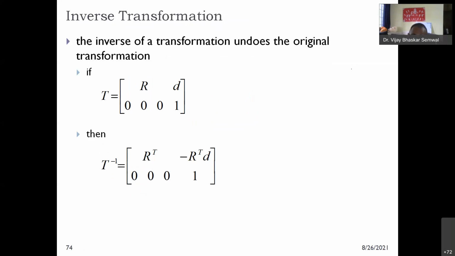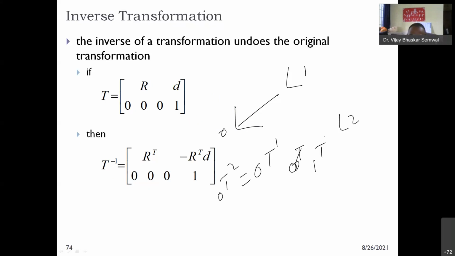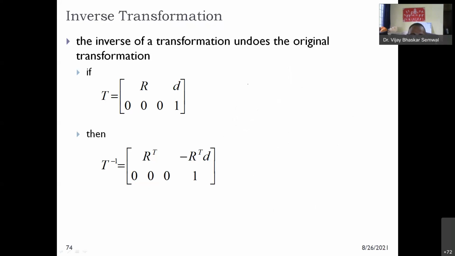The beauty of this transformation, again, is the inverse. This is frame 0, this is frame 1, this is frame 2. So the position of frame 1 with respect to frame 0 I can find easily, and similarly frame 2 with respect to 1. But if I need to go in reverse, I need to multiply by the inverse of this one. So I need to calculate the inverse, and the beauty of this is that the rotation matrix is an orthogonal matrix.